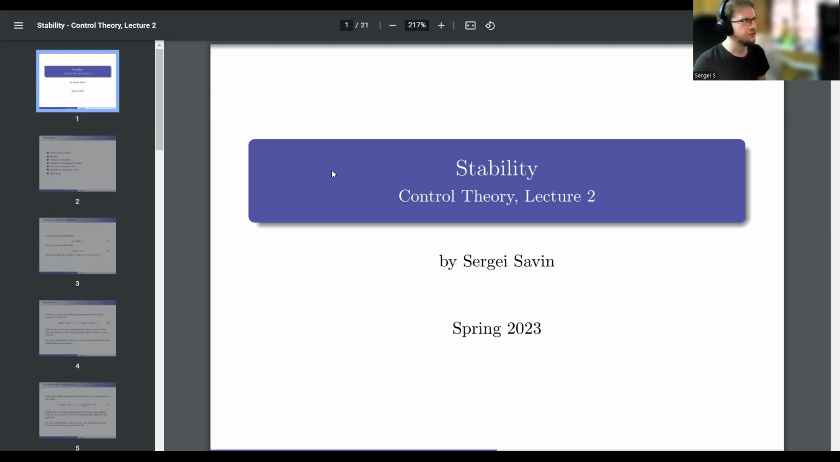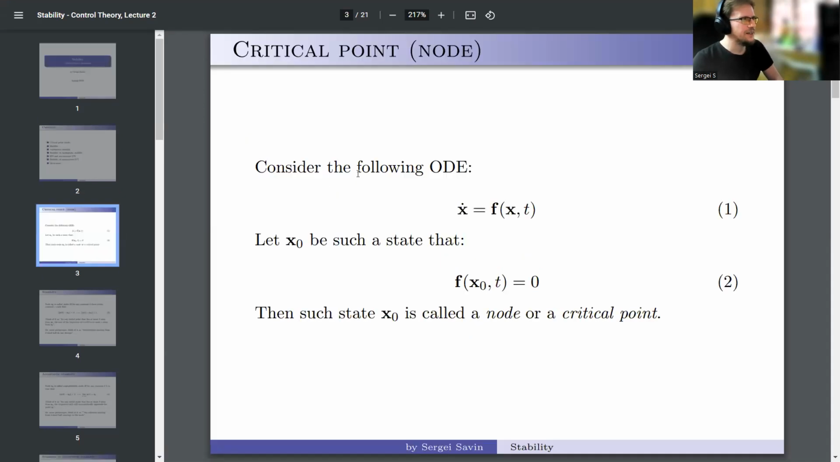It's maybe not the ultimate goal, but it is very important, to the point that it is one of those things that you always ask yourself: is the system stable or not? So what is it? What is stability? Let's try to understand. Today we will try to understand what it is and how to compute it.